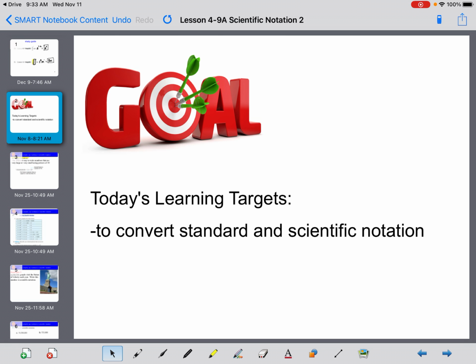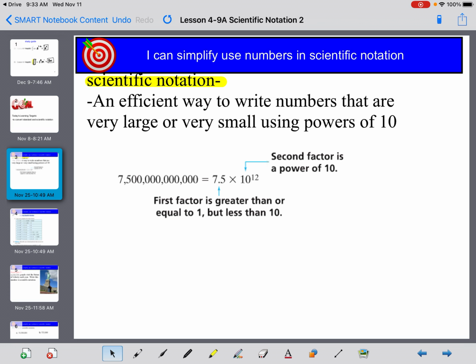Today's learning target is to convert standard and scientific notation. In your notes, write down the definition of scientific notation. Scientific notation is an efficient way to write numbers that are very large or very small, using powers of 10. This is an example.